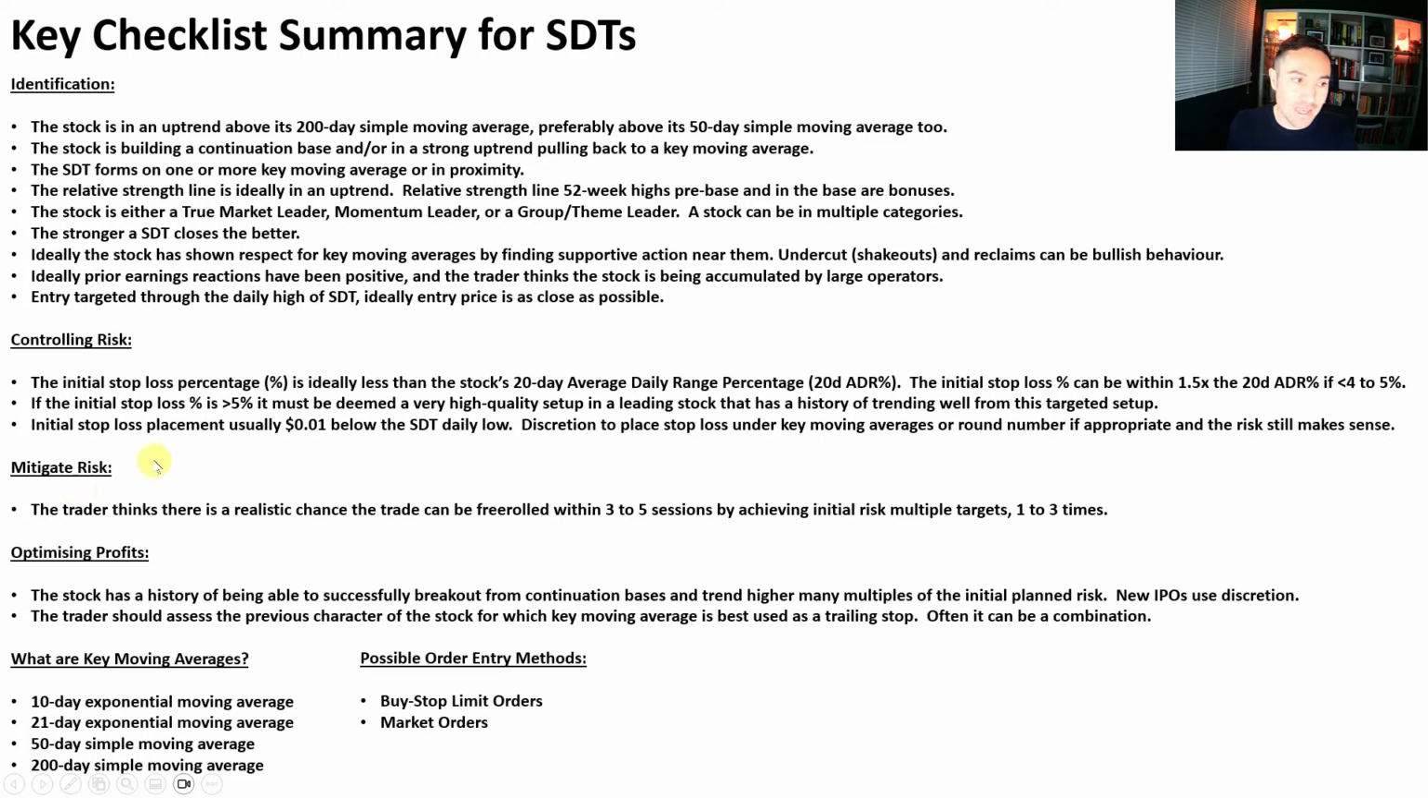I'm going to explain the character of the stock and how you can assess that when we're going through the 12 examples. Initial stop loss placement is usually a cent below the daily low of the shakeout demand tail. Discretion to place the stop loss under key moving averages or a round number if appropriate and the risk still makes sense. So sometimes you can lower the stop loss a little bit, get it underneath a key moving average, maybe underneath an obvious round number, $20, $50, $100, something like that, okay, but still keeping the risk contained.